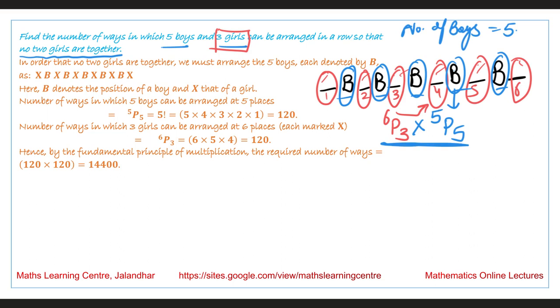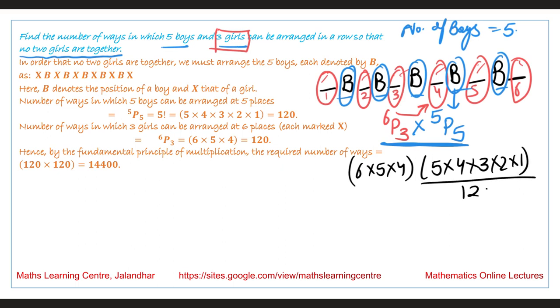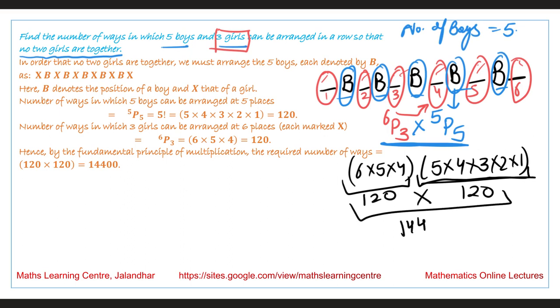So 6P3 is 6 into 5 into 4, and 5P5 is 5 factorial, that is 5 into 4 into 3 into 2 into 1. So this value is 120, and this value is 120. So the product of both these will be 14400. So we have total these many ways.